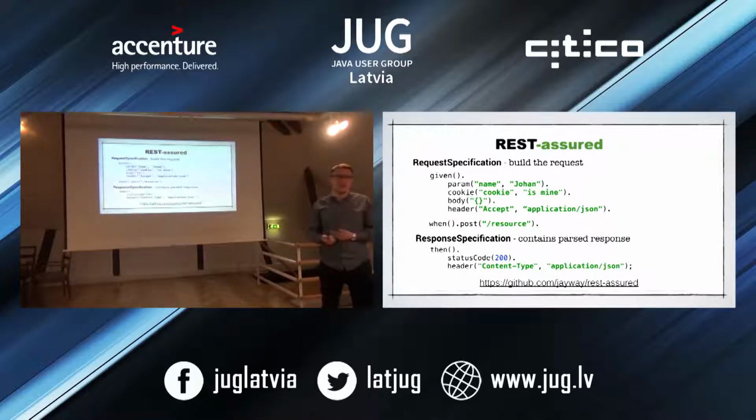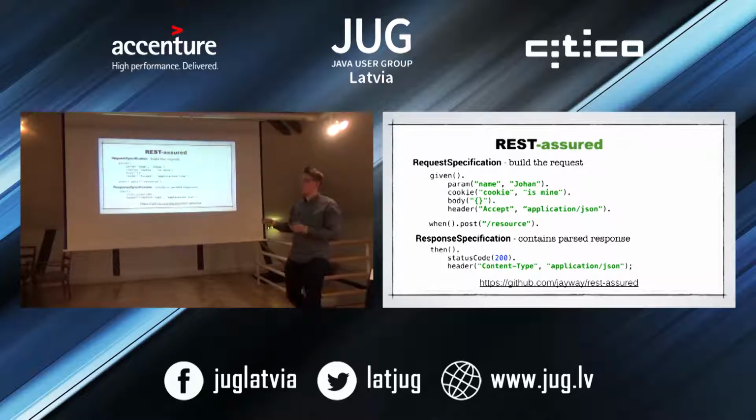So, more complicated things. Here, for example, we have an example of the given configuration. How can we configure our requests, the POST request, with additional parameters, adding cookies, adding headers, adding body? We can do anything we like. Anything we do in Postman, we can do in REST Assured. And here we are doing an assertion. So we say the header content type should be application JSON.